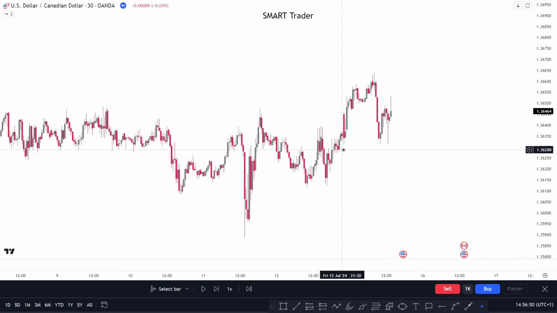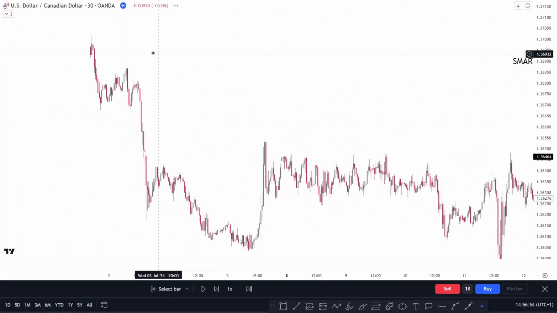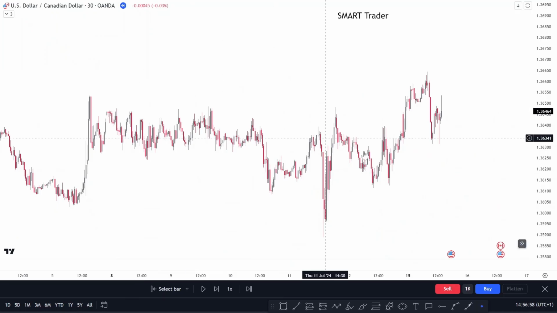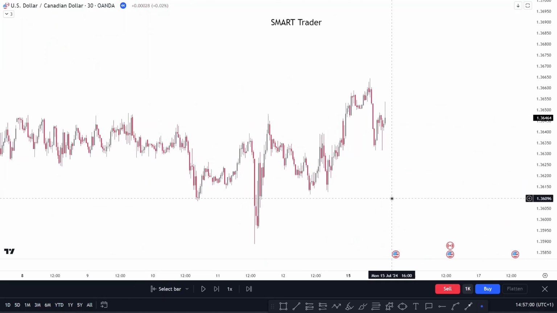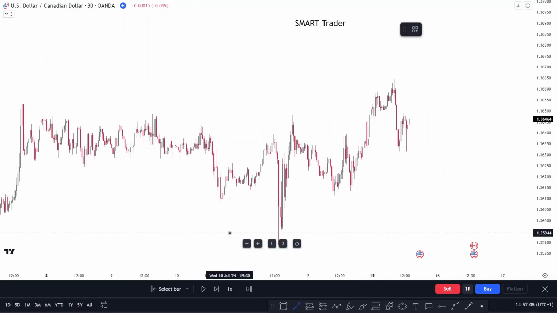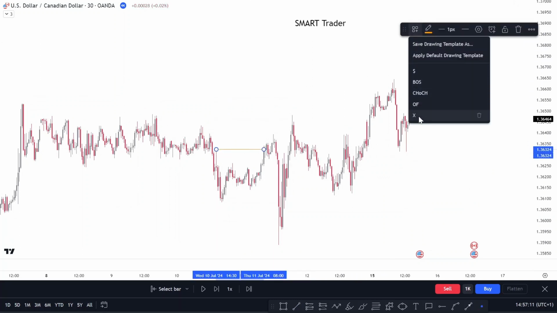Okay, so here we are in this real chart. We have this structure in M30. I like to trade USD CAD. This is my favorite pair. And we have this structure here. So we will start with a basic structure mapping. And as I told you in the previous video, structure mapping should always start from the latest change of character.